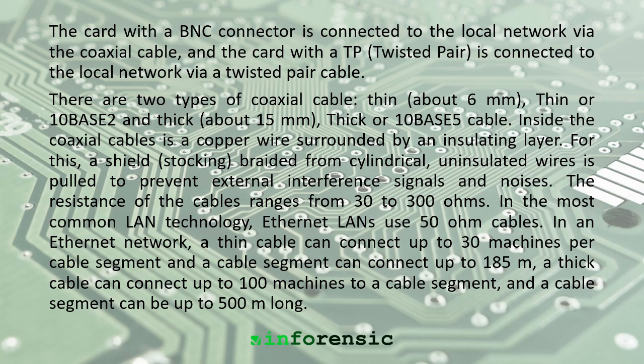In an Ethernet network, a thin cable can connect up to 30 machines per cable segment, and a cable segment can be up to 185 meters. A thick cable can connect up to 100 machines to a cable segment, and a cable segment can be up to 500 meters long.